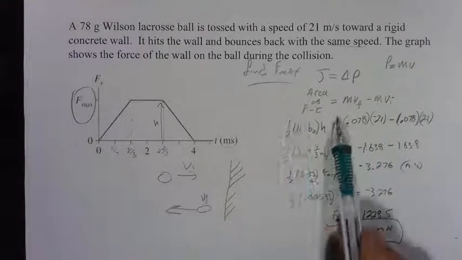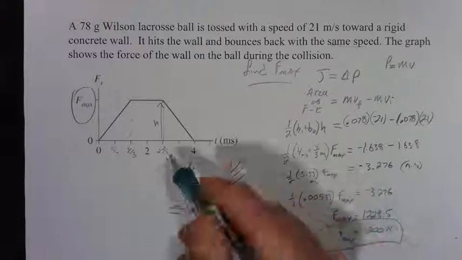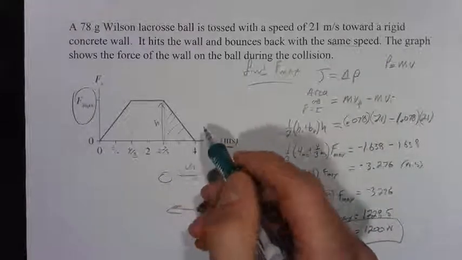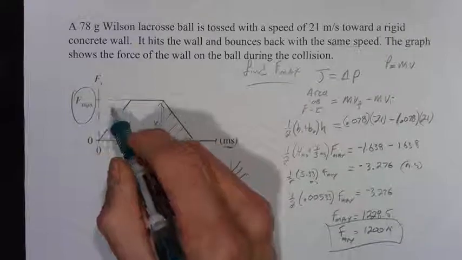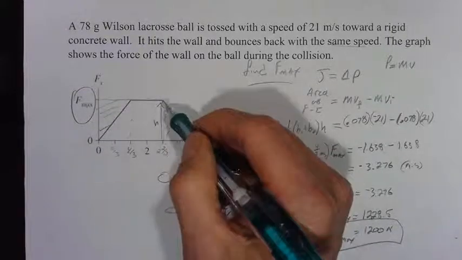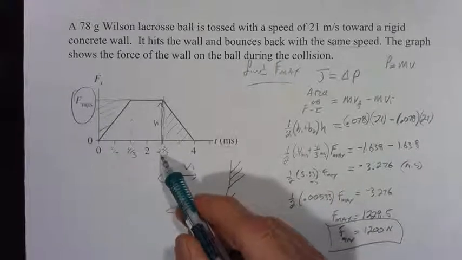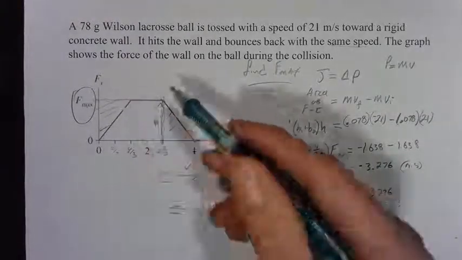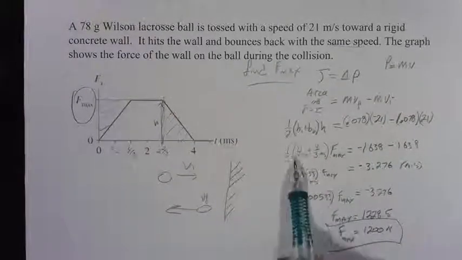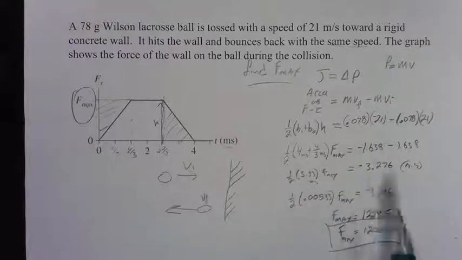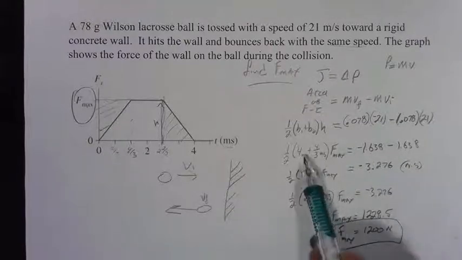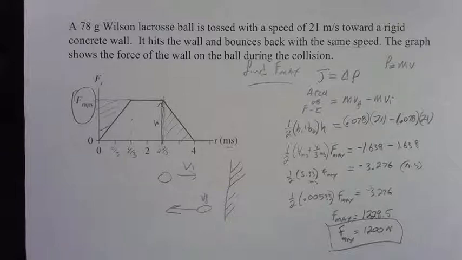Now an easier way to do this trapezoid is you could recognize that this triangle really just fits right in there, and we get a rectangle with a base of 2 2/3 and a height of F max. And that's what you would get, in fact, when you do half of base 1 plus base 2, is you get that 2 2/3. Okay, good luck.